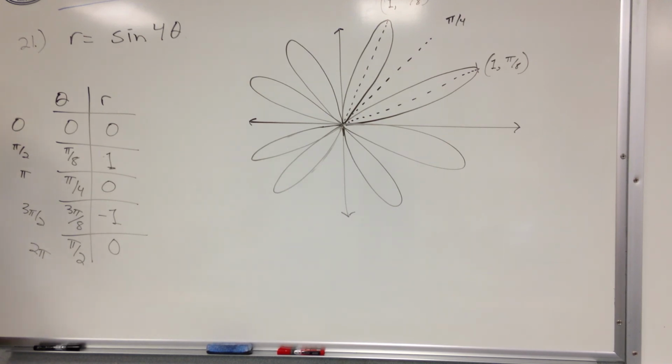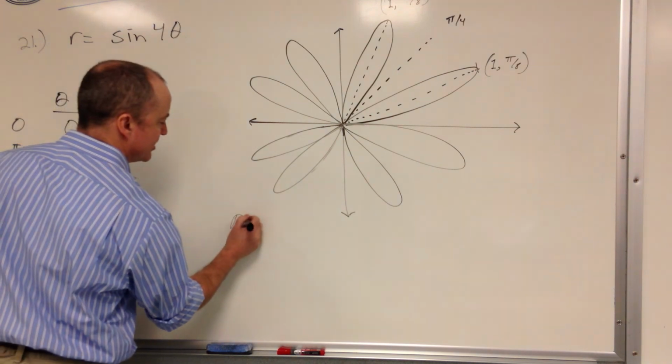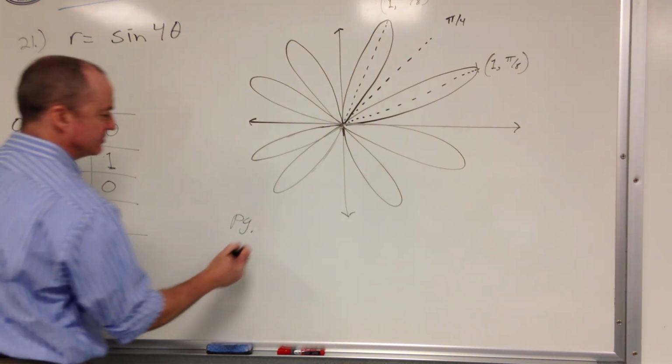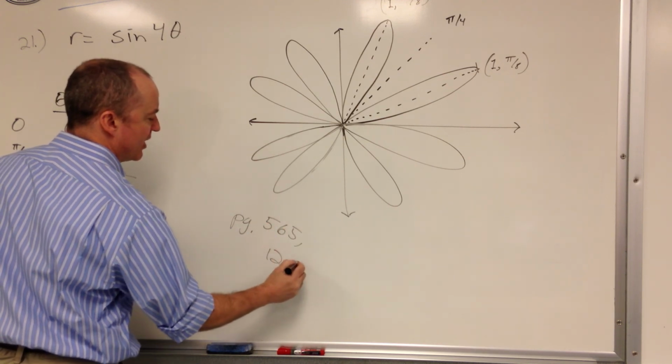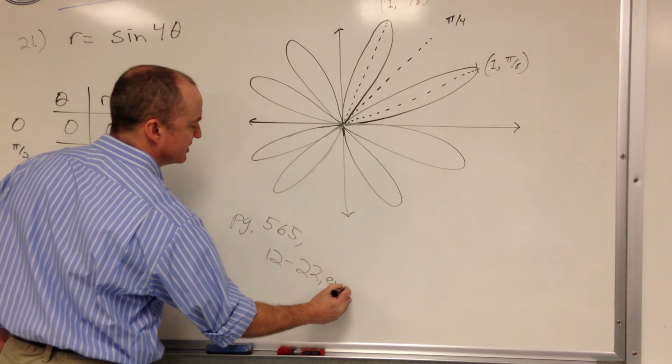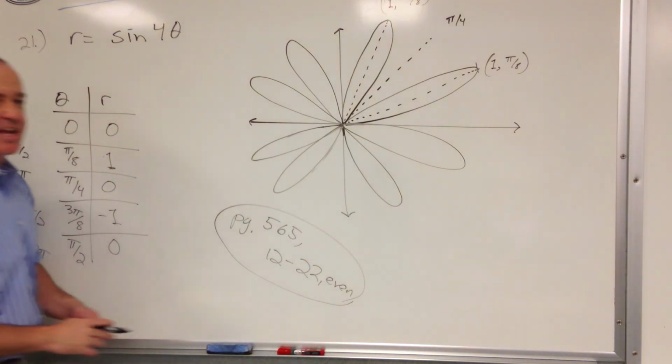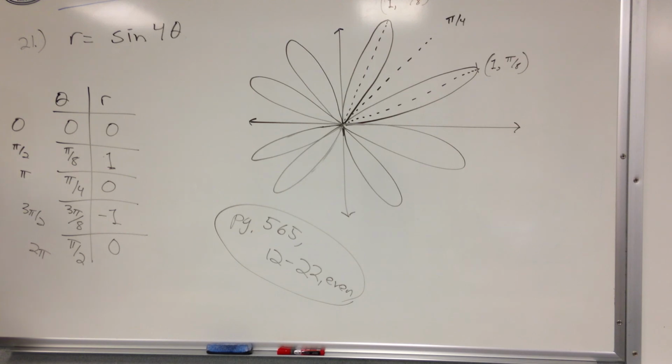Any questions? Okay, so part of your homework for tonight is to get yourself some polar graph paper. The rest of the homework is on page 565, 12 through 22 even. Same types of problems. There was another problem in the homework from today, but I'm good stopping here. So that's your homework, and you can start it right now if you want.